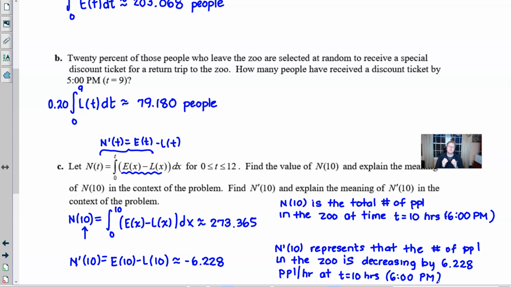The number of people in the zoo is decreasing, right? You have this idea of the derivative embedded into that word decrease, and the units reinforce that, okay? You could say things like the rate at which the number of people in the zoo is changing is negative 6.2. There's various other ways to explain this.